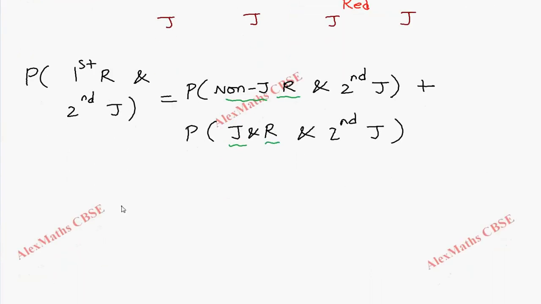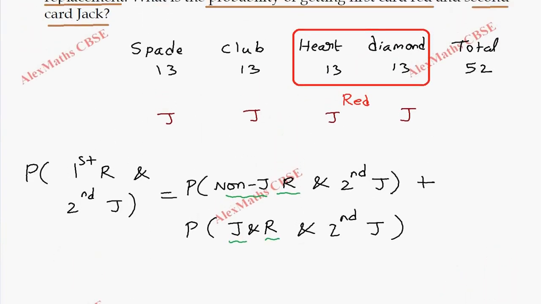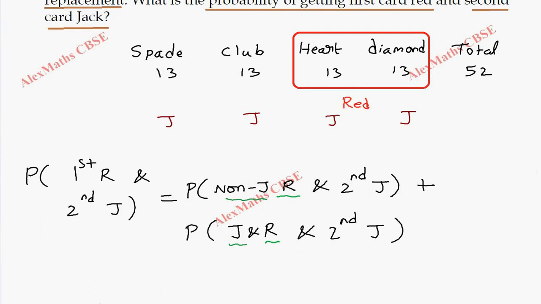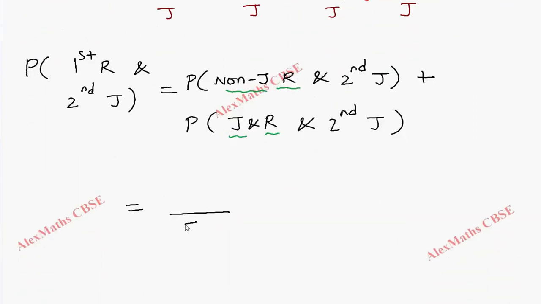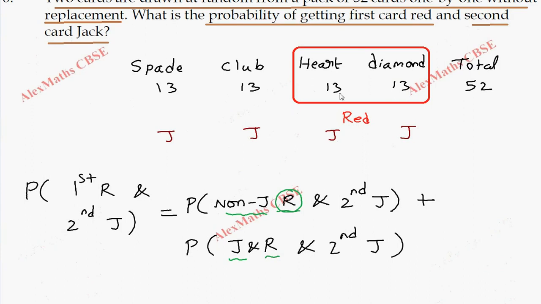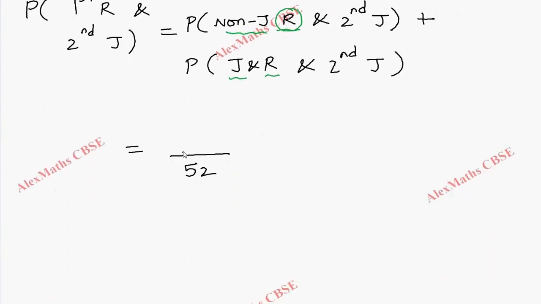Now coming to its probability value, non-jack red means the jack is not present among this red card. So there are totally 52 cards. In that we are looking for the red, but without the jack. There are 26 cards, red cards, because everything is 13. So here the total number of red cards is 26 and total number of black is 26. But here it is a non-jack. So these two red jacks are excluded. So from 26 minus 2 we get only 24.